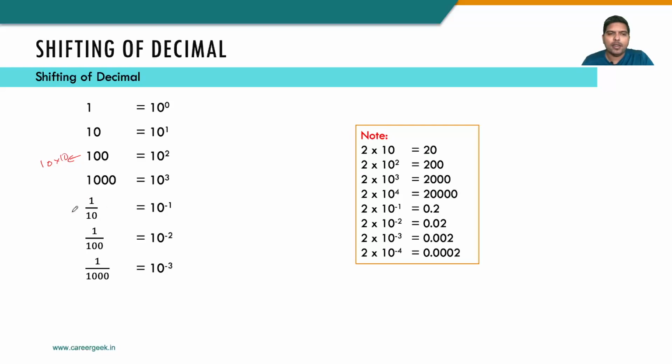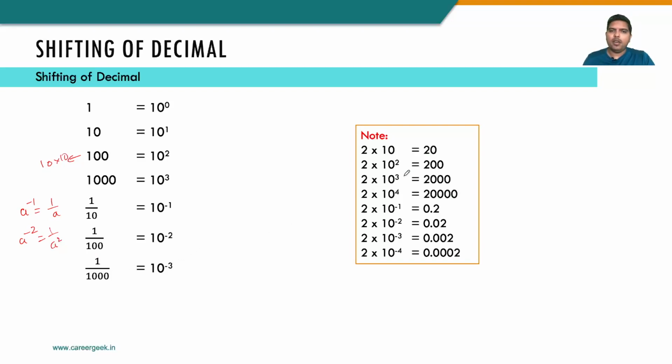Now 1 upon 10, right? We have seen, or we'll be seeing in exponents rather, a power minus 1 is 1 upon a, and a power negative 2 is 1 upon a square, and so on. We'll learn more about this in exponents. So if you're dividing by 10, the value of that is 10 power negative 1. 1 upon 100 is 10 power negative 2. 1 upon 1000 is 10 power negative 3.